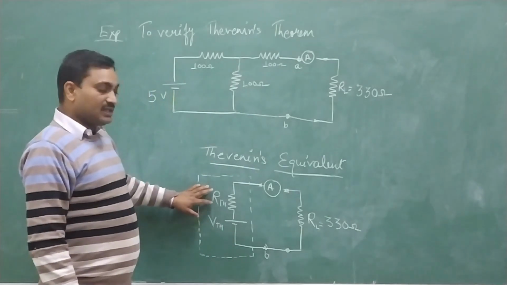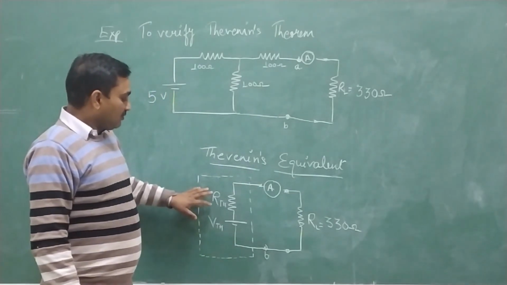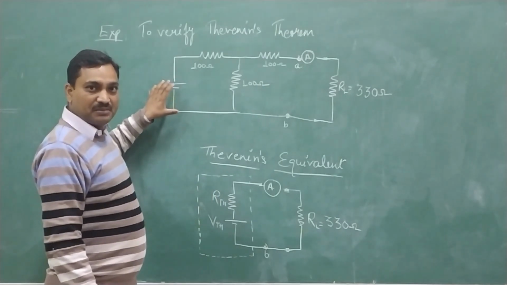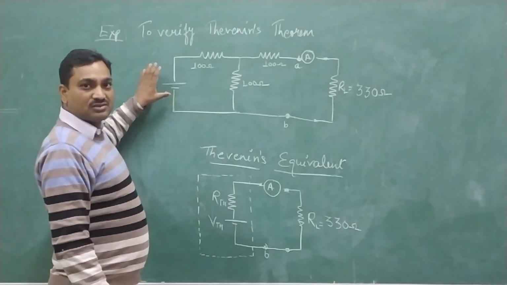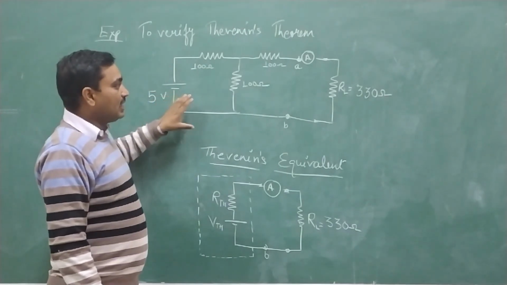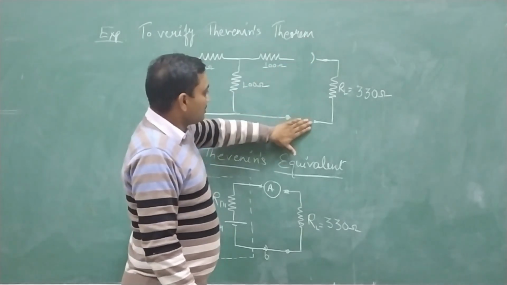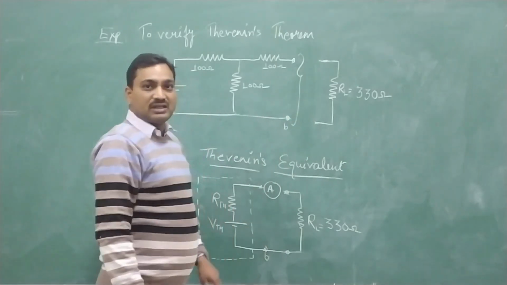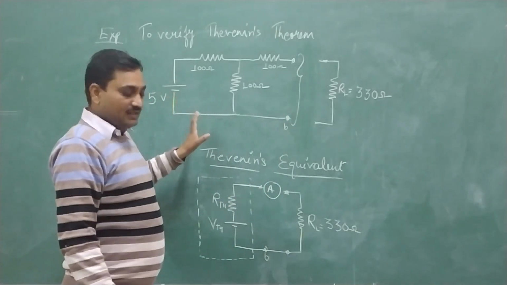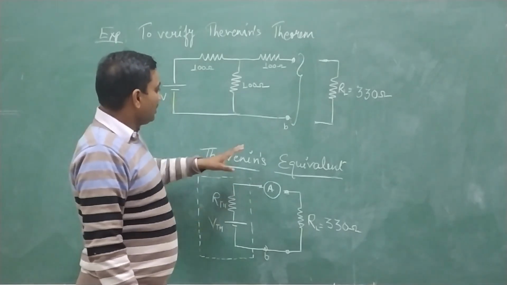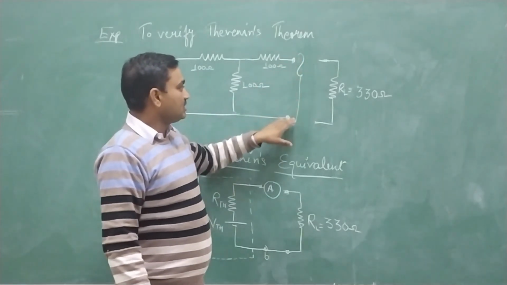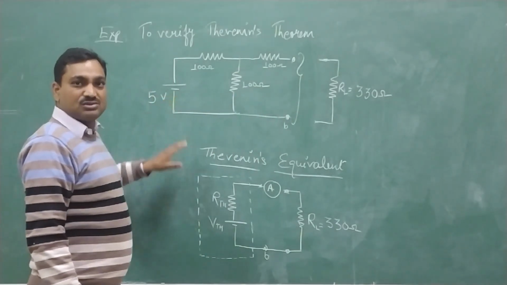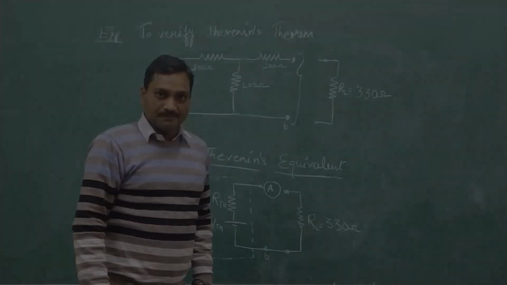For calculating the RTH, basically what we do is deactivate all the sources. So in this experiment, we will deactivate this source by short circuiting it, and measure the resistance across these 2 points of the network. That will work as the RTH for us. For VOC, we will measure the voltage across these 2 points A and B when the source is in the circuit. Let us do this experiment in the laboratory.